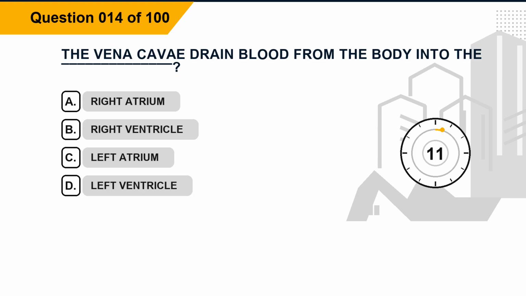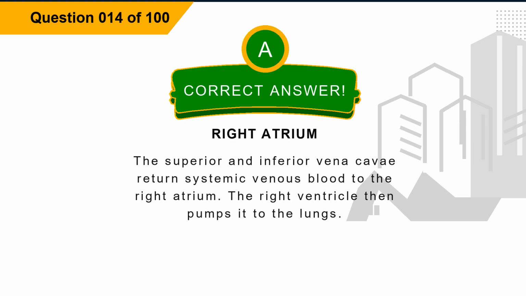Question 14. The vena cava drain blood from the body into the blank? Option A, right atrium. Option B, right ventricle. Option C, left atrium. Option D, left ventricle. The correct answer is option A, right atrium. Explanation. The superior and inferior vena cava return systemic venous blood to the right atrium.